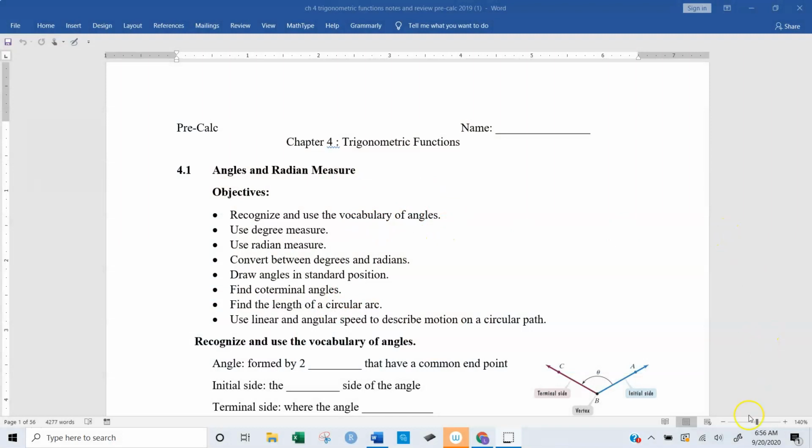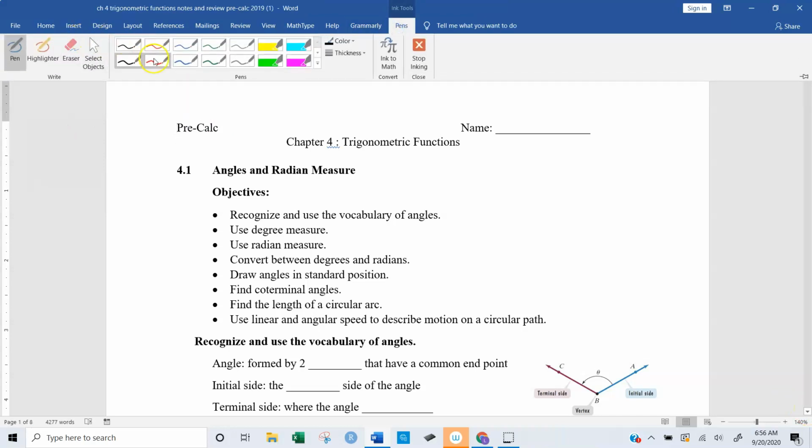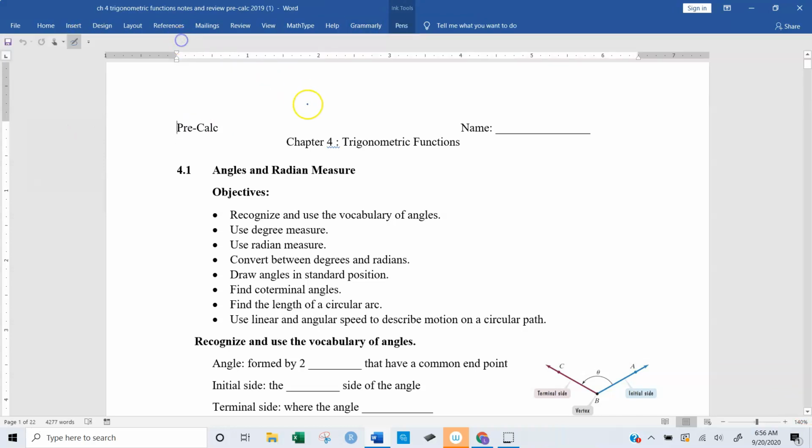All right, so first we're going to work on vocabulary so everybody knows what everybody's talking about. We're going to use the degree measure and the radian measure, so make sure you know how to switch between degree and radian mode on your calculator. We're going to convert between the two. We're going to draw angles in standard position. We're going to talk about coterminal, the length of a circular arc, and angular speed. So let's go here.